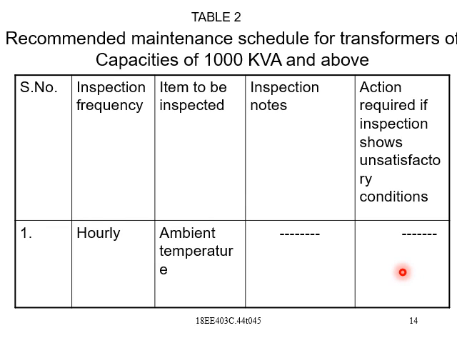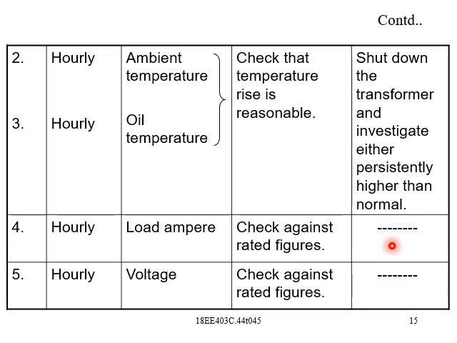Moving on to the next slide of maintenance in table number 2, the continuation. Here the second one: the inspection frequency is hourly. The item to be inspected is ambient temperature again, and you should check that the temperature rise is reasonable. The temperature is rising reasonably, not increasing suddenly or decreasing suddenly.